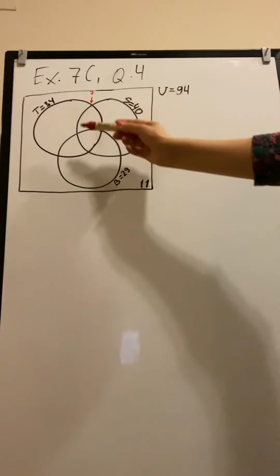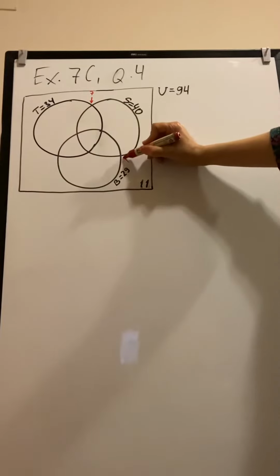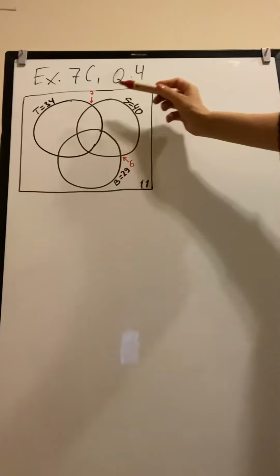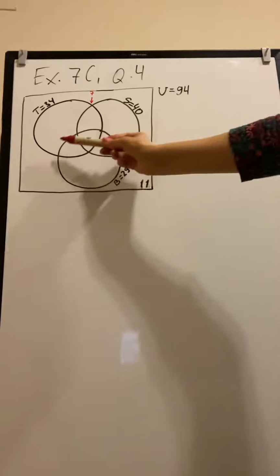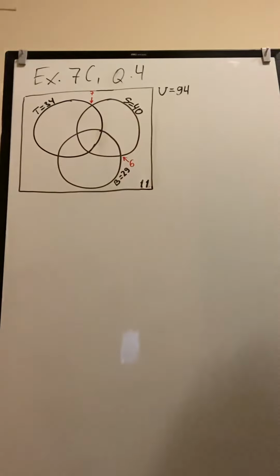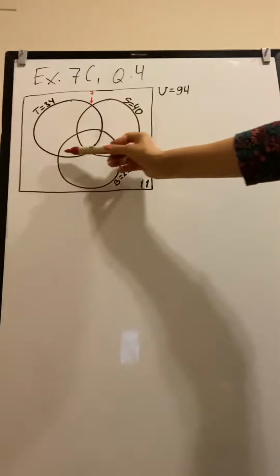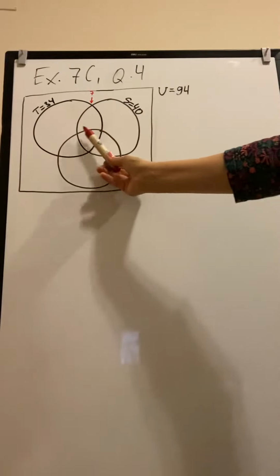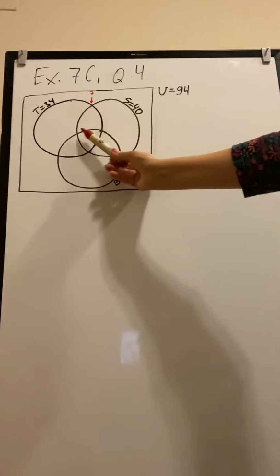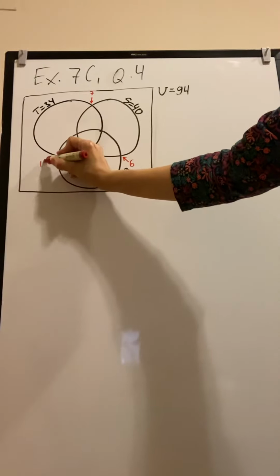Then they're telling us the steering and bodywork overlapping is 6. Both steering and bodywork, so it's this area in the middle, and 11 for bodywork and tires. The bodywork circle overlapping the tires circle, exactly where? In this area. So that should be 11.